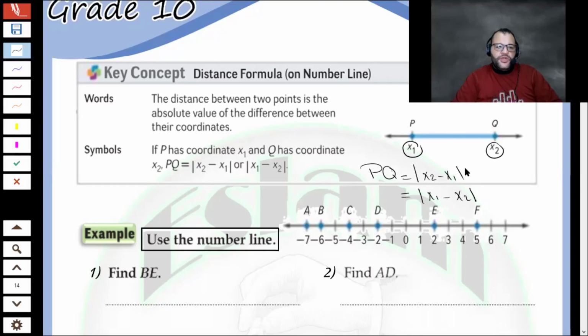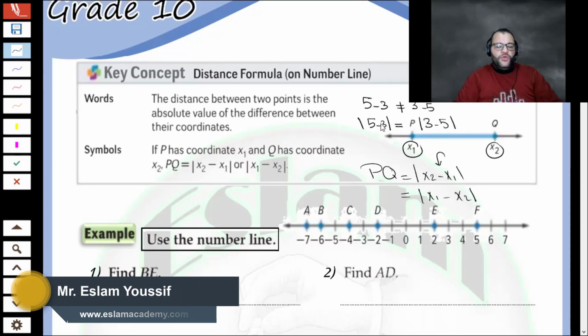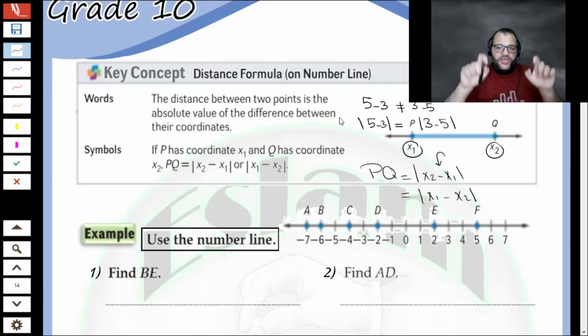What is the difference between them? Because you have absolute value. What is the meaning of the absolute value? The distance from zero, the distance from 0 to a number. It means the number must be positive. So 5 minus 3 is not equal to 3 minus 5. But if you write 5 minus 3 inside the absolute value, it will equal the absolute value of 3 minus 5. You understand the difference? So it doesn't matter where you start.